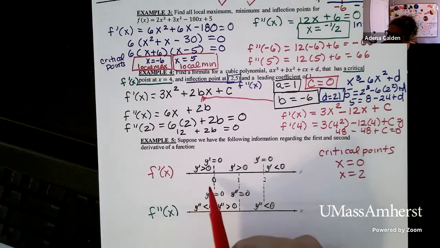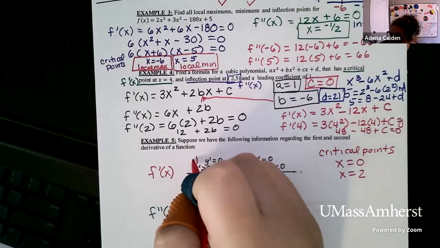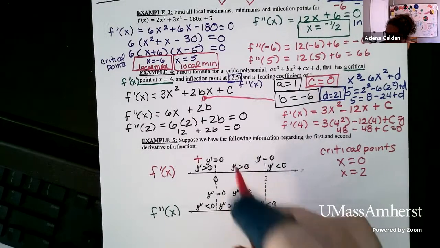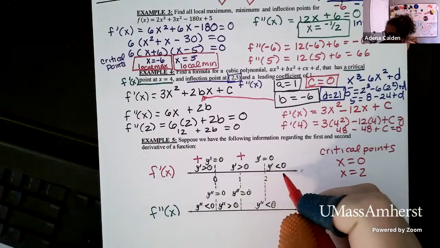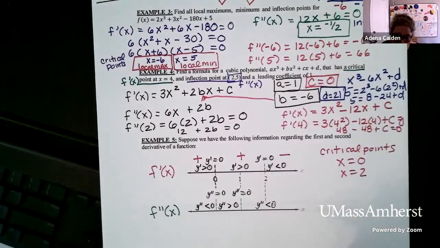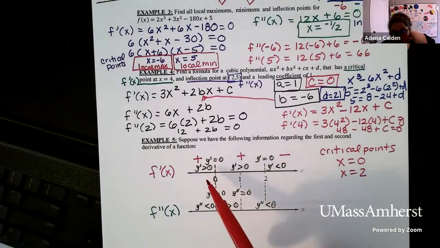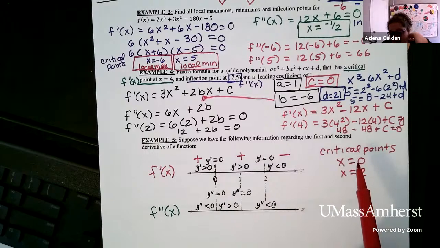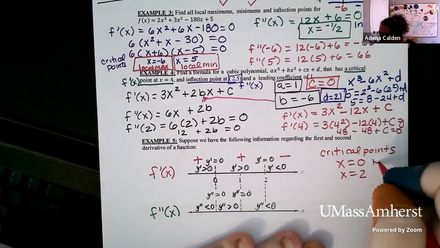So I notice that to the left of 0, my first derivative is positive. To the right of 0, so at 1, my first derivative is also positive. And then to the right of 2, it's negative, right? So what I noticed is that it didn't change when I looked around 0, which means 0 is not a local max or a local min. So we call that neither for now.